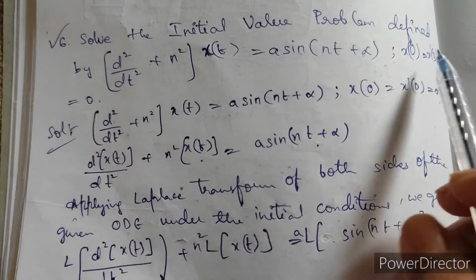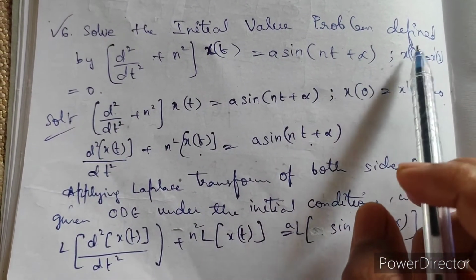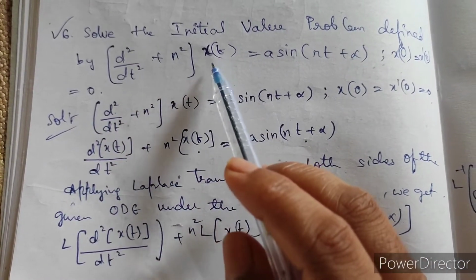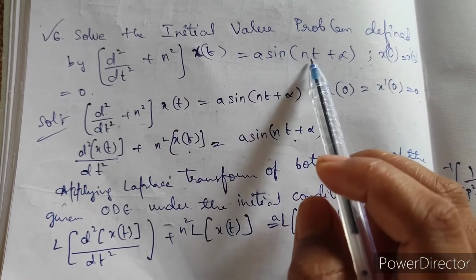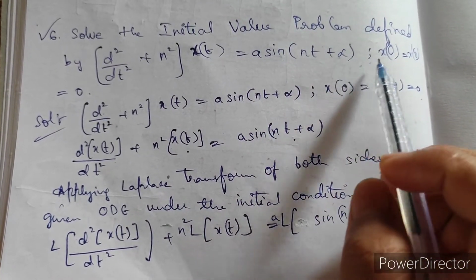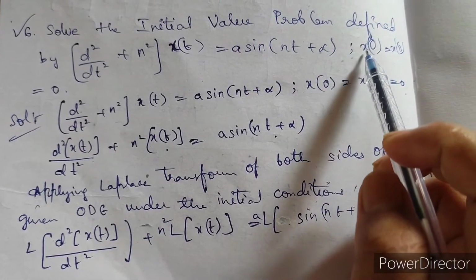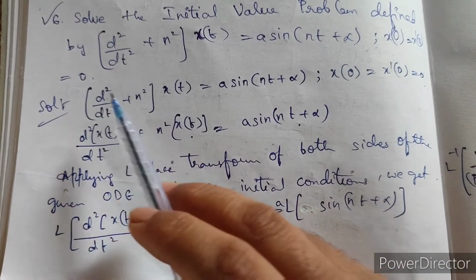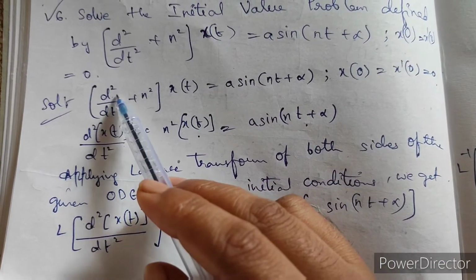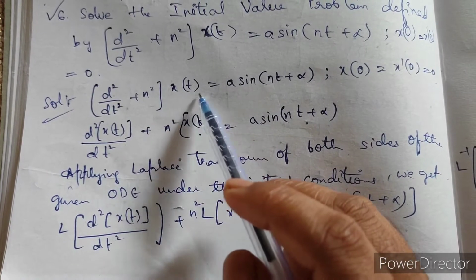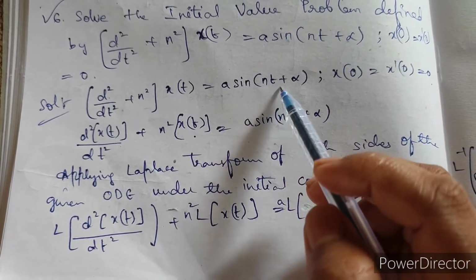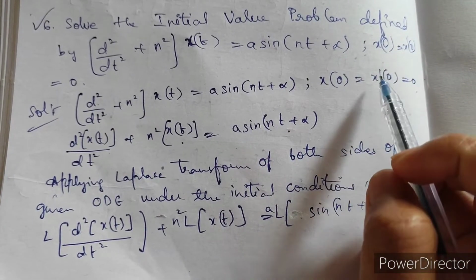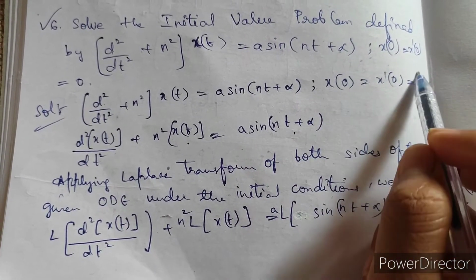Hi everyone, so today we'll be solving the initial value problem defined by d²x/dt² + n² x(t) = a sin(nt + α), where x(0) = x'(0) = 0. So now we have d²/dt² + n² into x(t) is equal to a into sin(nt + α); x(0) and x'(0) both are 0. So these are the conditions given.